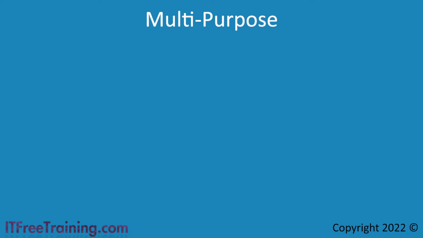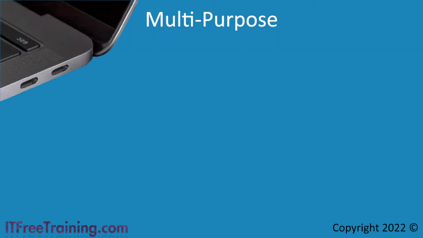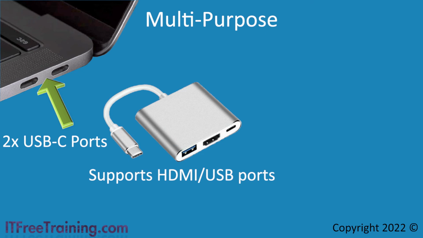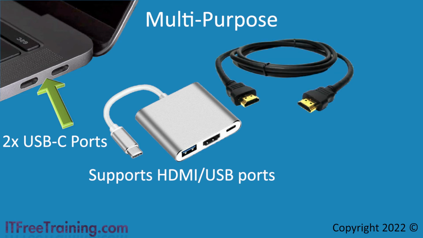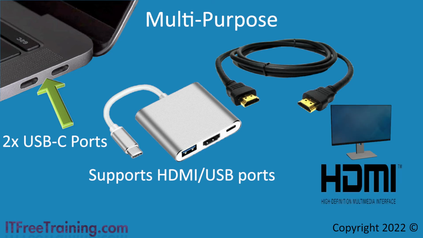USB-C can also offer options on other devices, not just the monitor. For example, consider that you have a laptop. The laptop has 2 USB-C ports. The USB port could, for example, have a USB converter hub attached. This converter hub would provide HDMI and USB ports. An HDMI cable could be plugged into the converter hub, which could be plugged into an HDMI monitor. You can see how much flexibility this can offer.